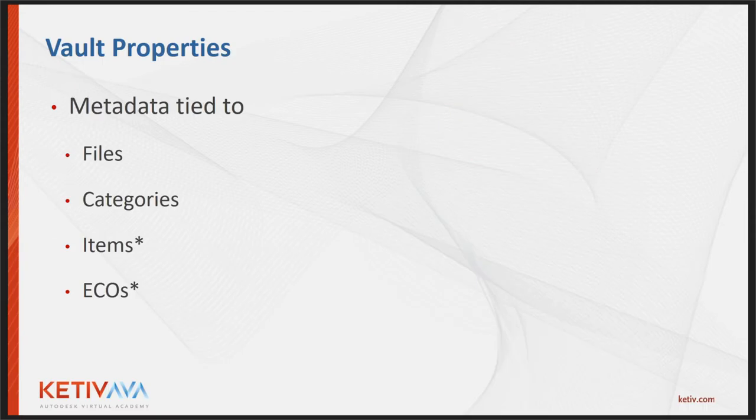And like Nigel mentioned, it is metadata. It's tied to the files that you're using. It's tied to categories inside the Vault. And it's tied to items and ECOs. I have a little asterisk there because items are available only in workgroup and professional, and ECOs are only available in professional. So if you're using the basic version of Vault, you won't have access to those.